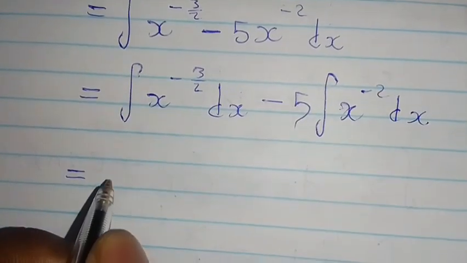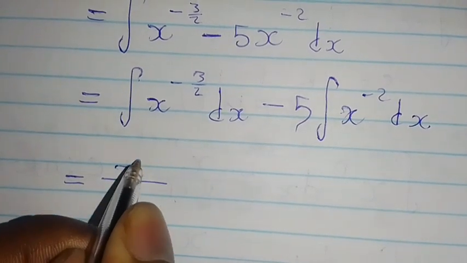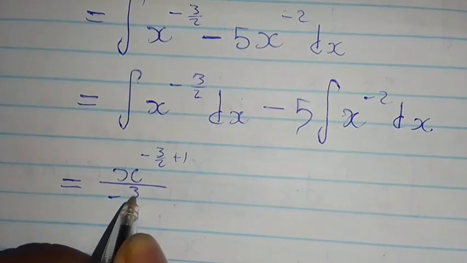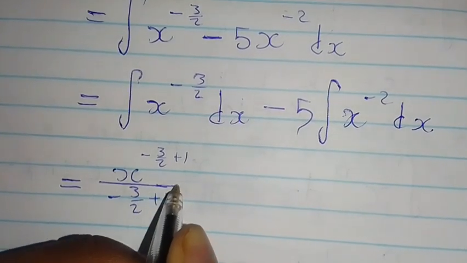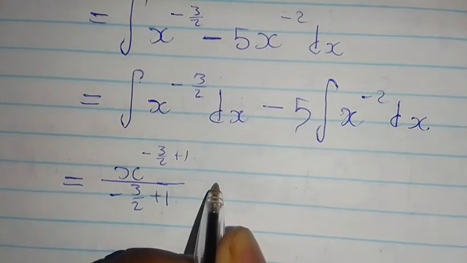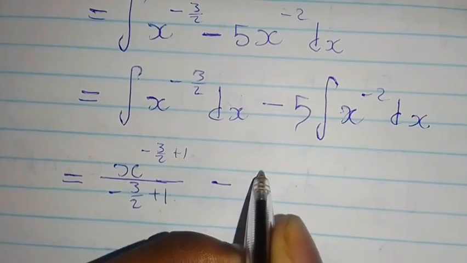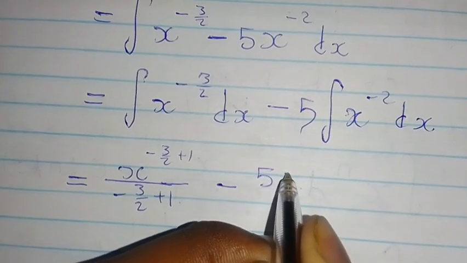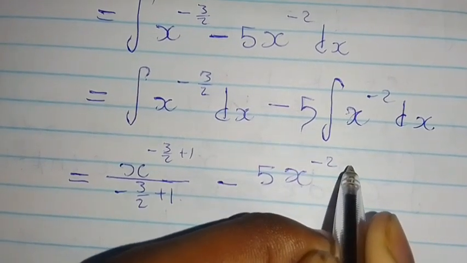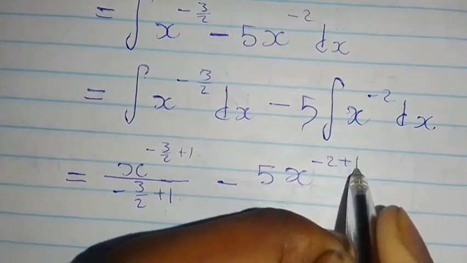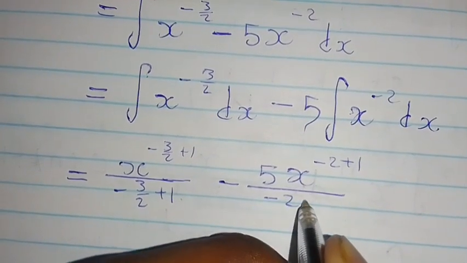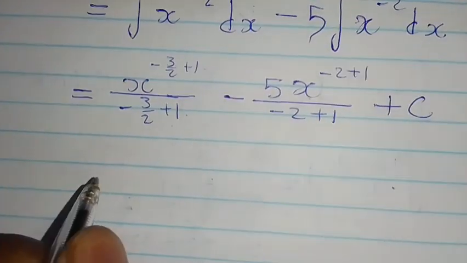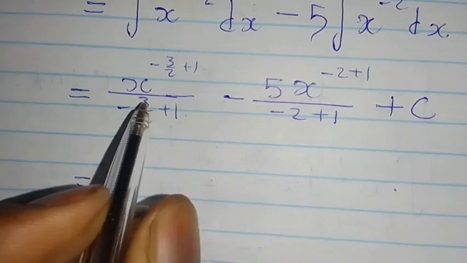Now, I'm going to apply that formula. So I'll have x to the power minus 3 over 2 plus 1 divided by minus 3 over 2 plus 1. Then I subtract 5 times the integral of this, which will be x to the power minus 2 plus 1 divided by minus 2 plus 1. Then don't forget to add that constant there. From then it's just a matter of simplifying.